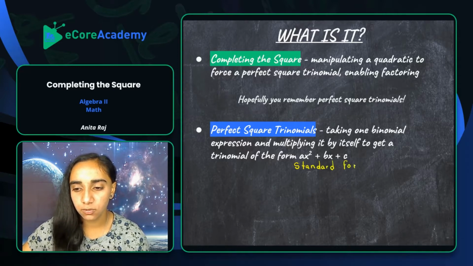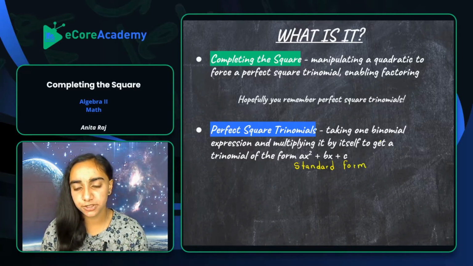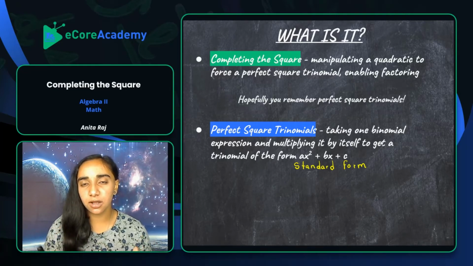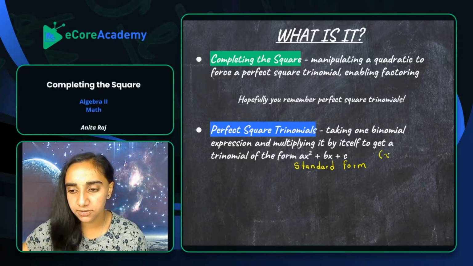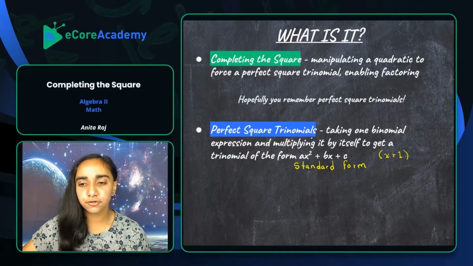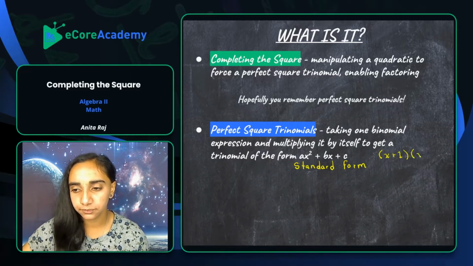equation. So what is a perfect square trinomial? You're taking one binomial expression, multiplying it by itself. A binomial expression is the sum or difference of two terms. So if you think of a set of parentheses, a binomial would look something like this. In the set of parentheses, we have two terms. We have x and 1. And they're both separated by either an addition sign or a subtraction sign. In this case, it's an addition sign. So a perfect square trinomial is where we take one binomial like this, x plus 1, for example, and we multiply it by itself.